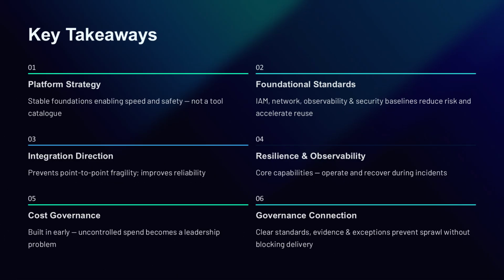Let's now discuss the key takeaways from what you learned so far so you can apply it immediately. You learned that phase D technology architecture is platform strategy, not a shopping list, and it exists to create stable foundations that enable speed and safety together. You learned that your leadership goal is to set enterprise technology direction and guardrails across cloud, platforms, connectivity, integration, and security so teams can deliver consistently.